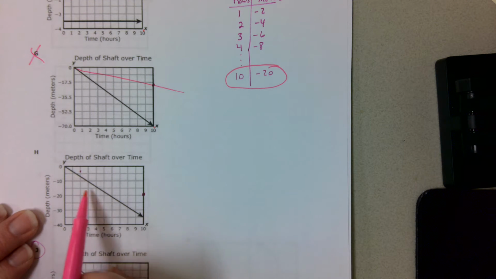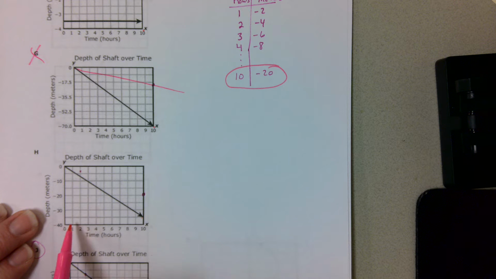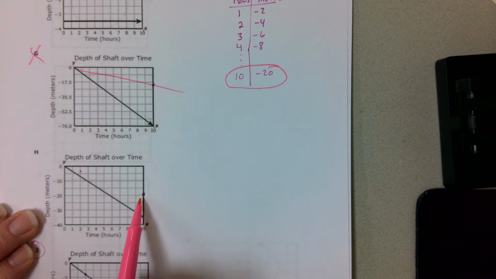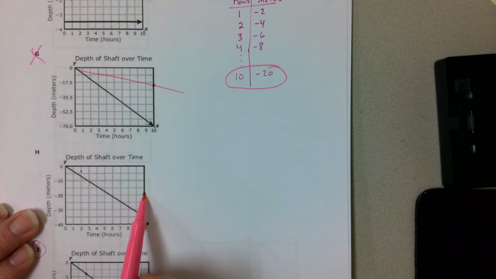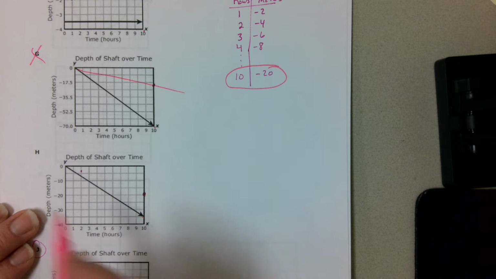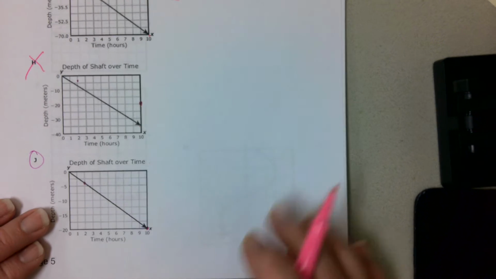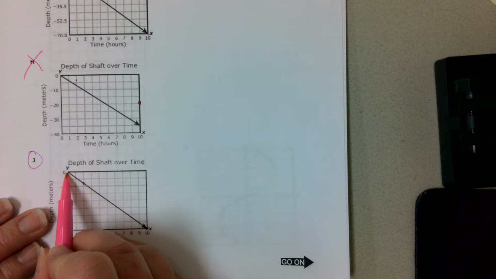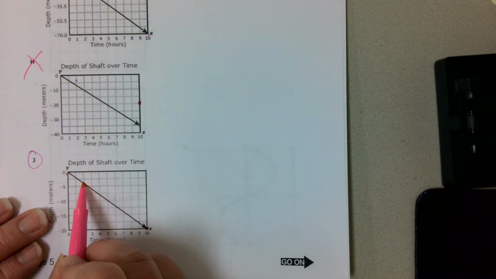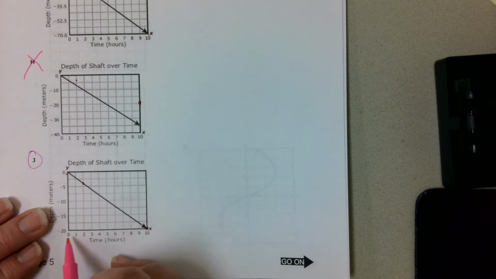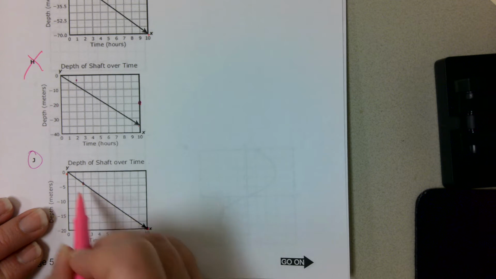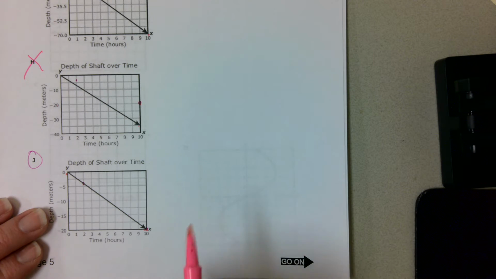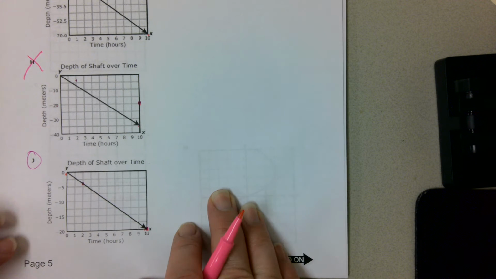H, again, I was able to approximate my plotting here. -20 and 10, so 10 hours, -20. Again, not on a graph. H is not right. The last one starts at 0, so we're good there. And here's my approximation of 2 hours, -4 feet. But then I looked at 10 hours, -20 feet. This one lines up with our graph, so J is the correct answer for this scenario.